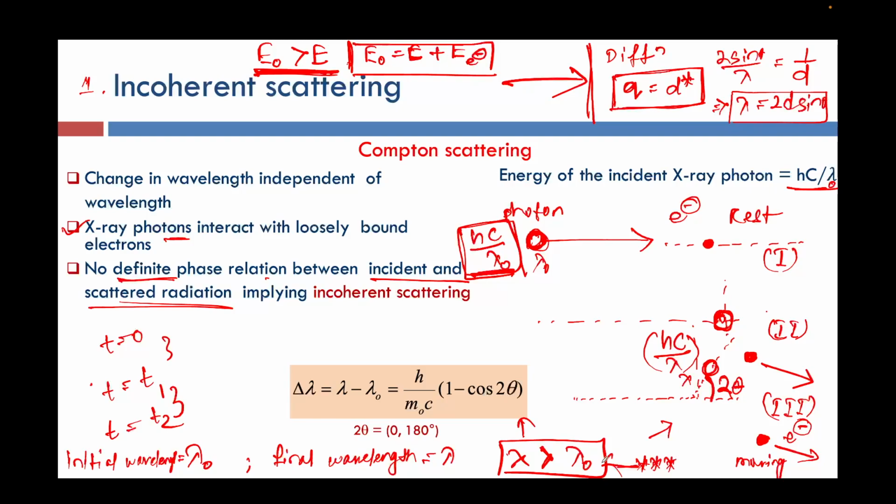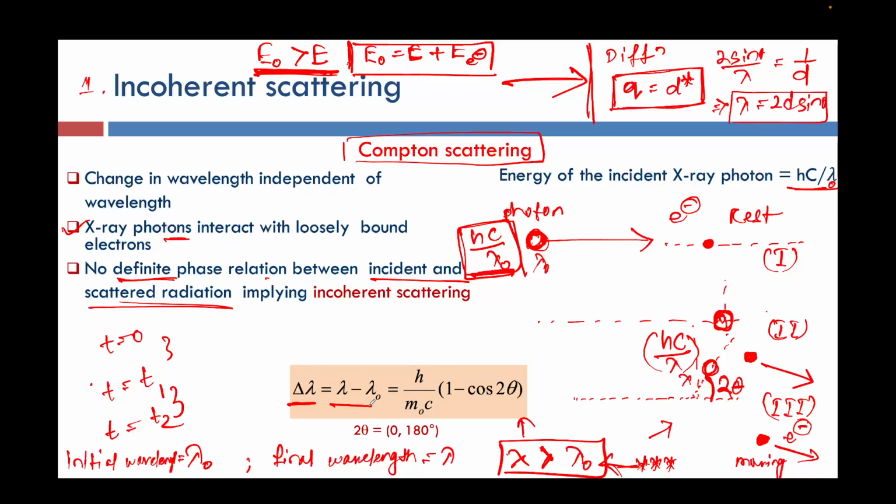Since my wavelength is getting changed due to interaction with the material, this kind of scattering is called incoherent scattering, or sometimes Compton scattering. And how much is the wavelength getting changed here? That wavelength change is given by lambda minus lambda naught, which is equal to h over m naught c times 1 minus cos 2 theta.